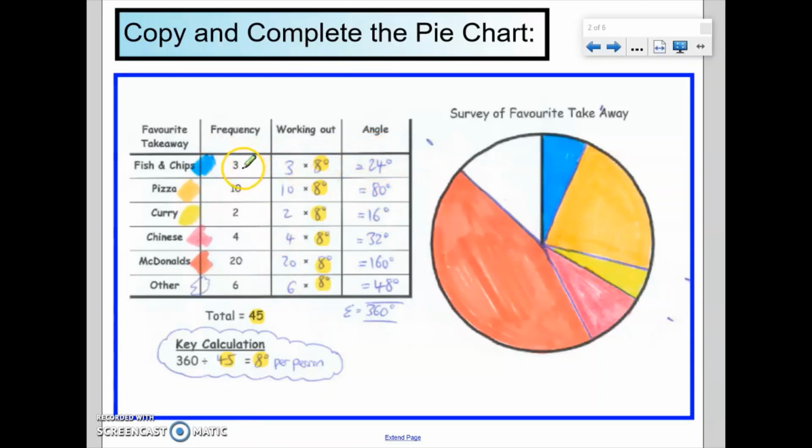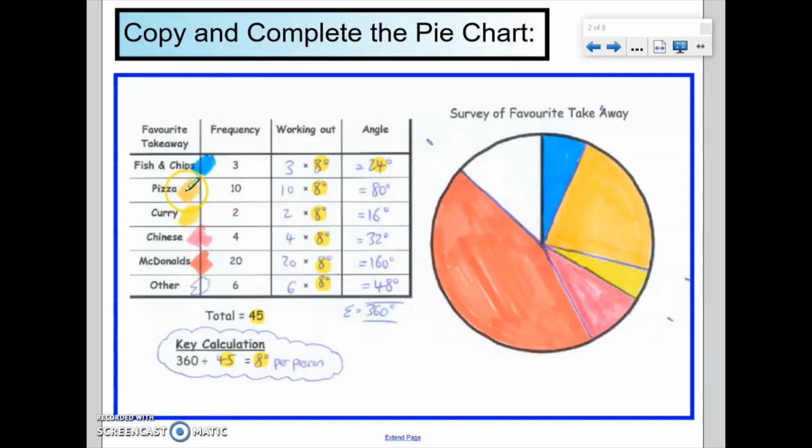So there were 3 people who preferred fish and chips. So 3 times 8 degrees told me that the sector should be 24 degrees. I then went and used my protractor and accurately measured 24 degrees and came up with this sector here.